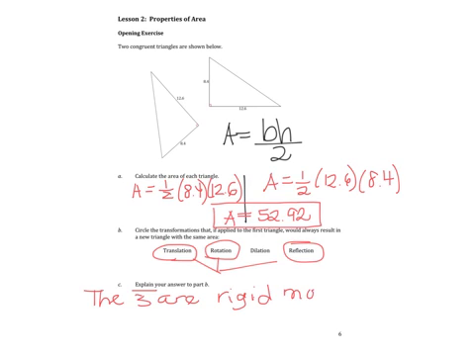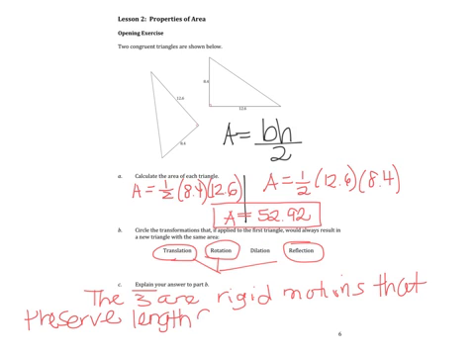So the three are rigid motions that preserve length as well as angle measure. Dilation, of course, does not preserve length. However, it does preserve angle measure, so it's excluded.